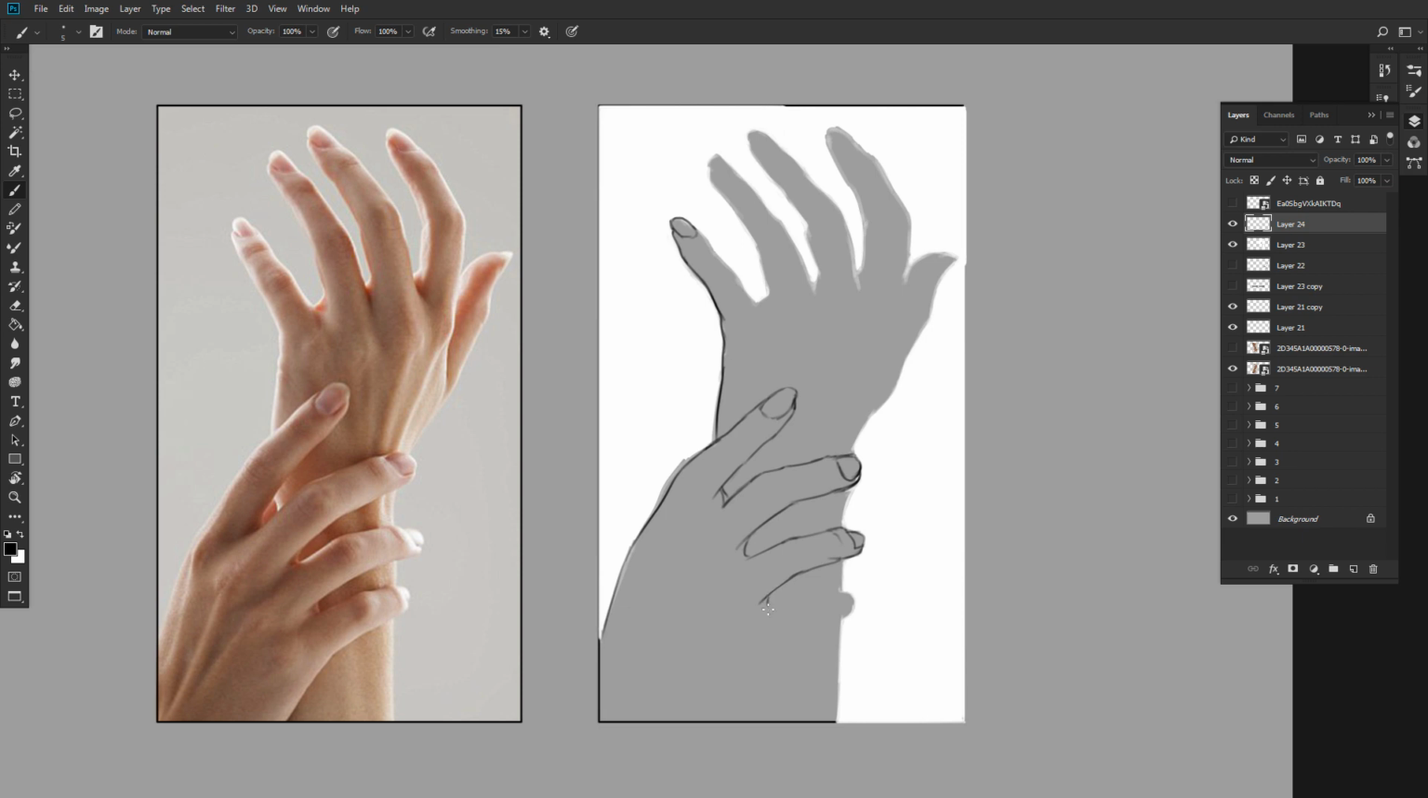Now if you had a problem with the second hand on top of the first, you can draw the negative space for that hand as if the other hand doesn't exist. This way you will have another negative space to identify the first hand. It will help you draw it correctly.